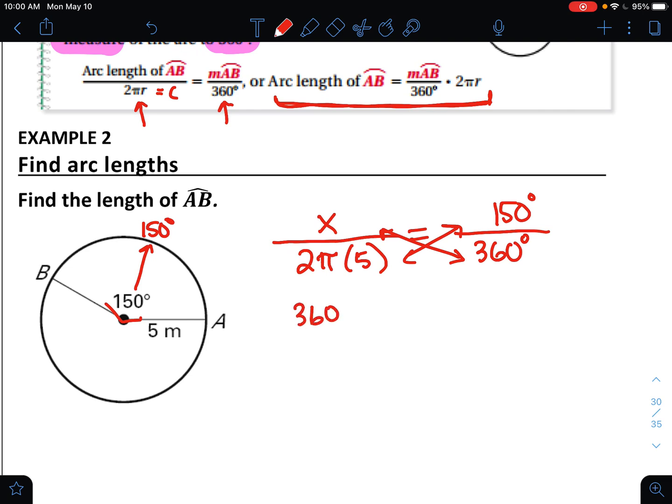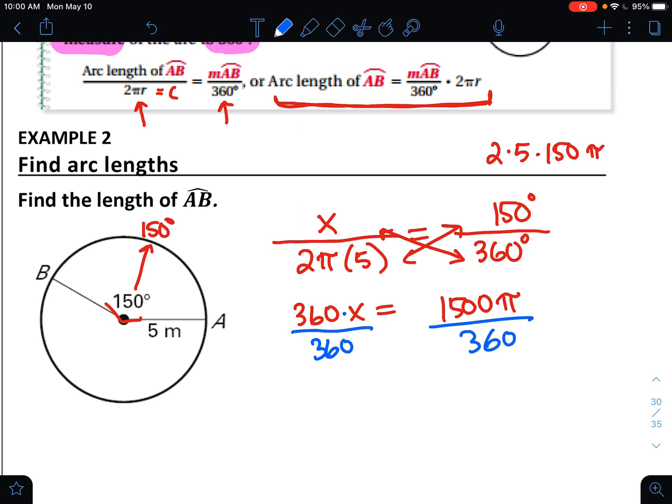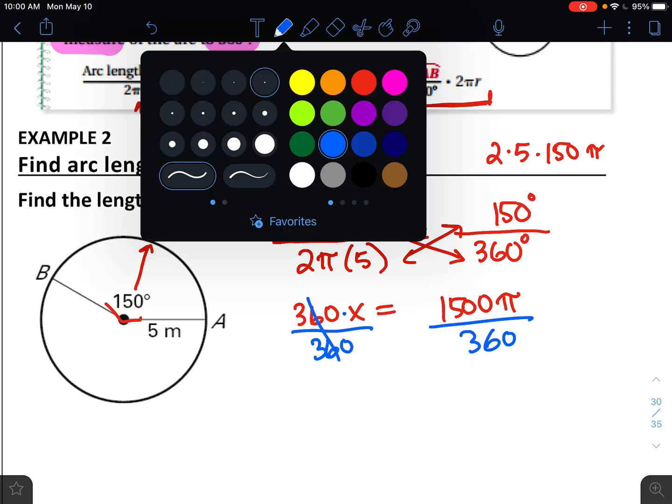When I do x times 360, I get 360x. On the other side, I'm simply going to do 2 times 5 times 150, and then just keep pi on the end of it. So 2 times 5 times 150 is 1500. You can certainly multiply into pi, but I'm going to wait till the very end because I don't want to round too much. Now I'm ready to solve for x. Since it's being multiplied by 360, I'm going to divide everything by 360.